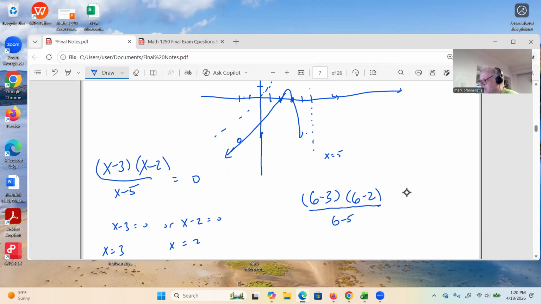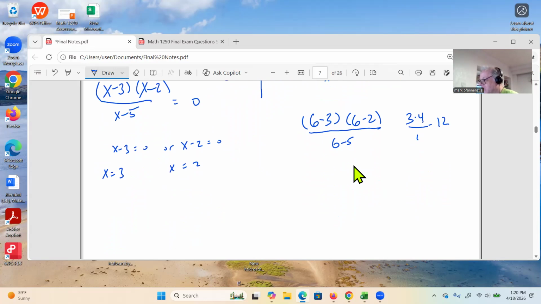So I'm getting 6 minus 3 is 3, 6 minus 2 is 4, 6 minus 5 is 1. We're going to be at 12. So when x equals 6, y is equal to 12. If I wanted to make a little table down here, we could do that.